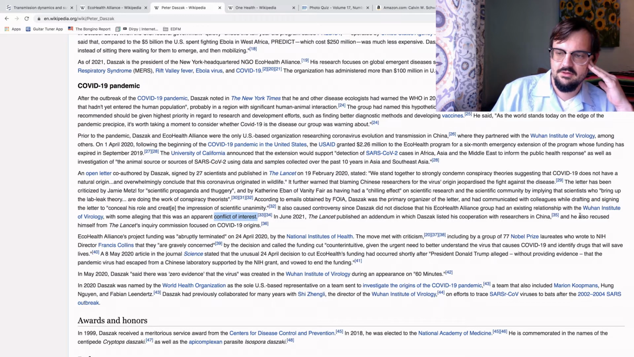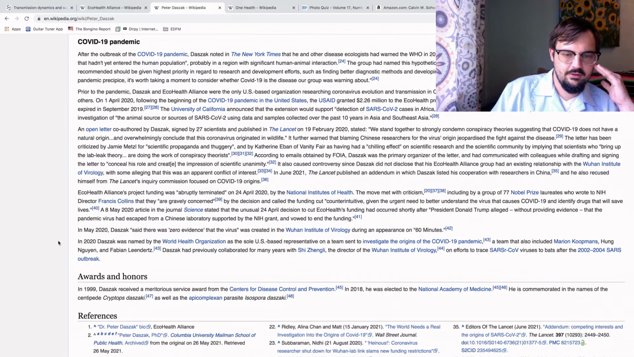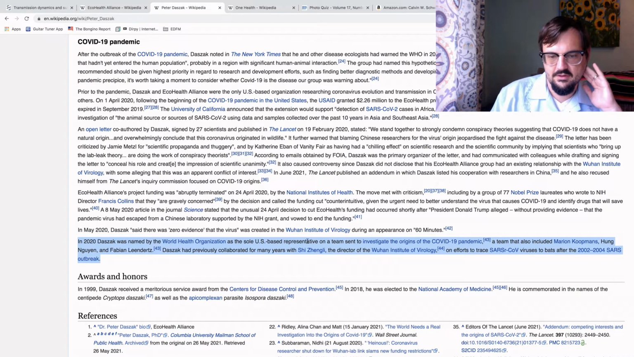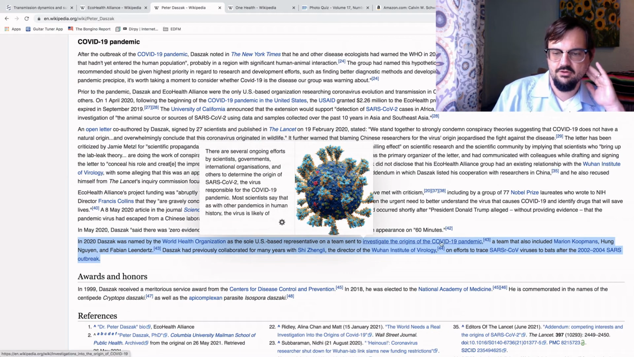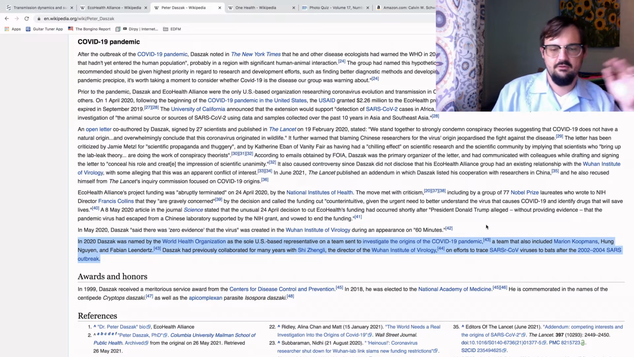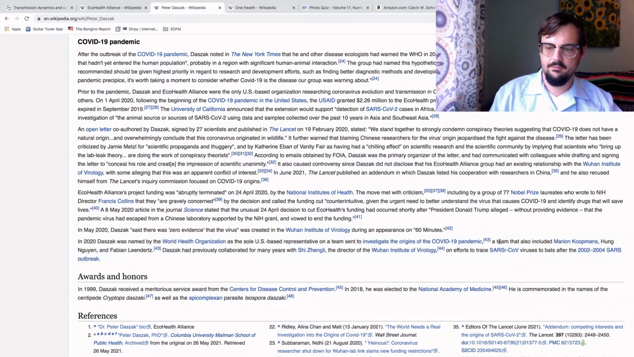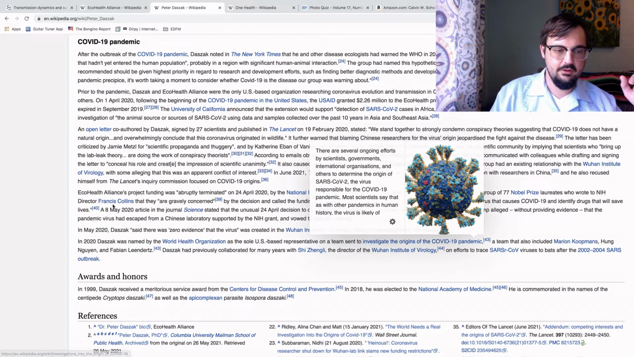He did recuse himself, this reports, from the Lancet's Inquiry Commission. All right, and then just the final point for here, he was named by the World Health Organization as the sole US-based representative. Again, the sole US-based representative on a team sent to investigate the origins of the pandemic, which of course found that it could not have possibly originated in a laboratory. And he's involved with that very laboratory again.